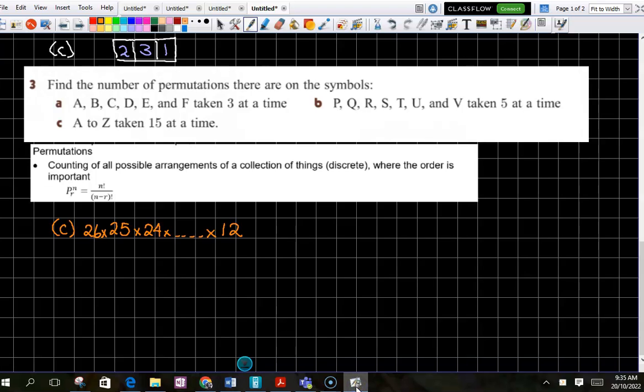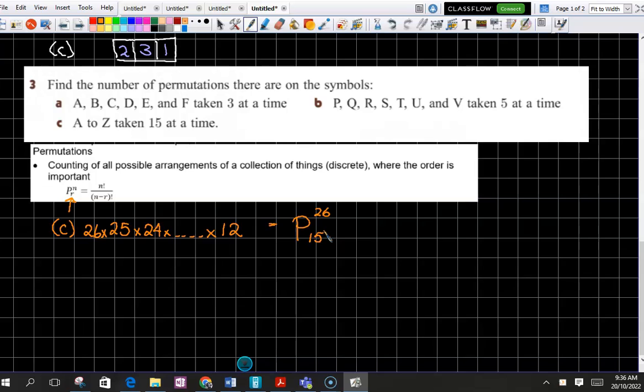So this might have been a little bit of a pain in the butt for you to go 26 times 25 times 24 and so on, was it? Did you do it? Yeah, good. Okay, so that is the same as doing this. So this would be the same as P, 26. How many were we choosing? 15. Okay?